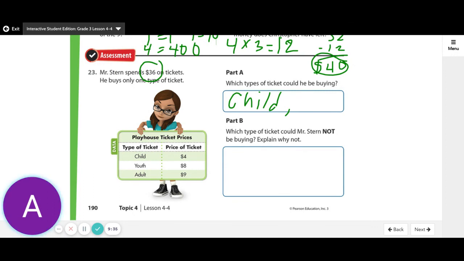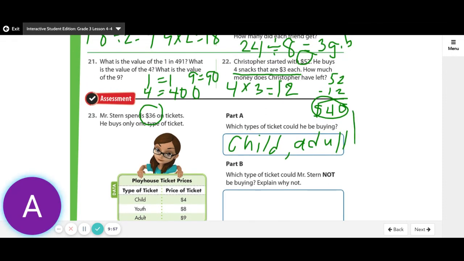8. Can we multiply something by 8 to get to 36? 8 times 1 is 8. 8 times 2 is 16. 8 times 3 is 24. 8 times 4 is 32. 8 times 5 is 40. Oh, we passed 36, so we can't do the youth. What about the adult? I already figured out that 4 times 9 is 36, so I know 9 times 4 is 36. So he could buy the child or the adult. So the only one he couldn't buy would be the youth, because we can't multiply anything by 8 to get to 36.